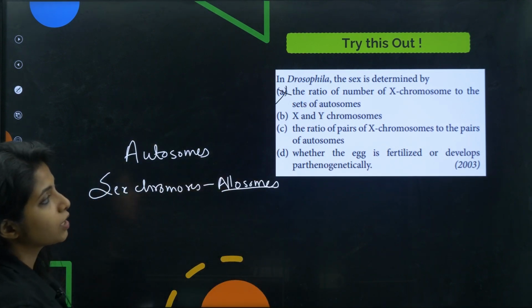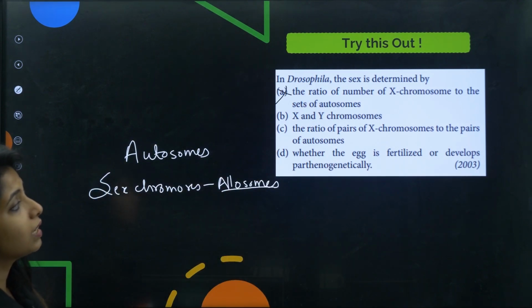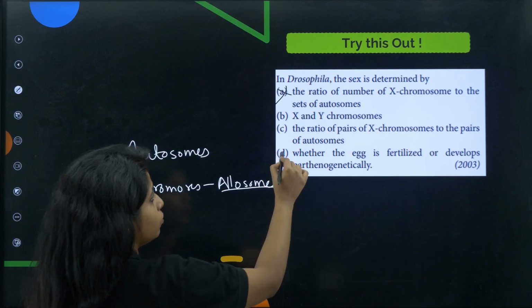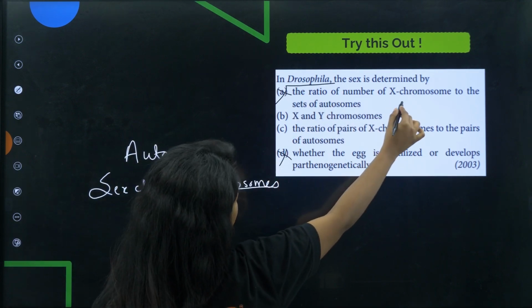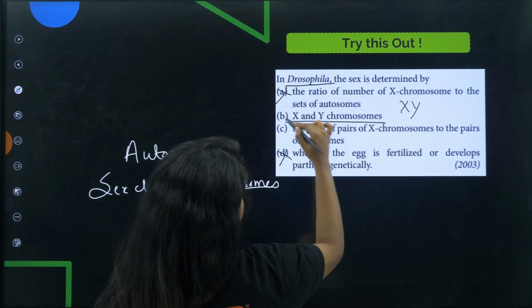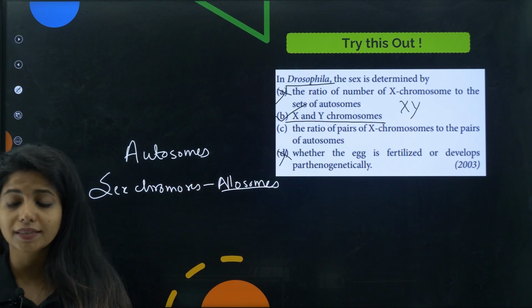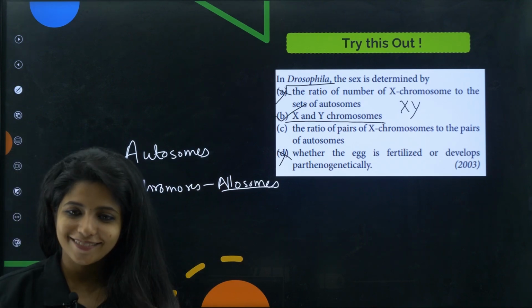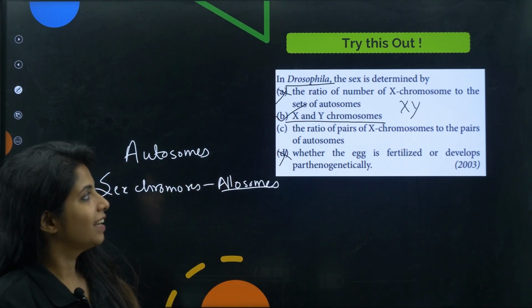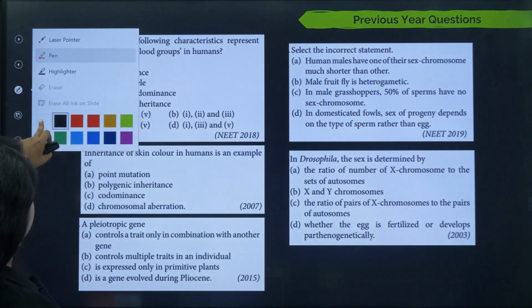The ratio of pair of X chromosome to the pair of autosomes, whether the egg is fertilized or develops parthenogenetically, no children. We're talking about Drosophila. Drosophila have the X and Y mechanism, so this is the correct answer. This came in the year 2003. Easy? Now, these were the questions that we did.